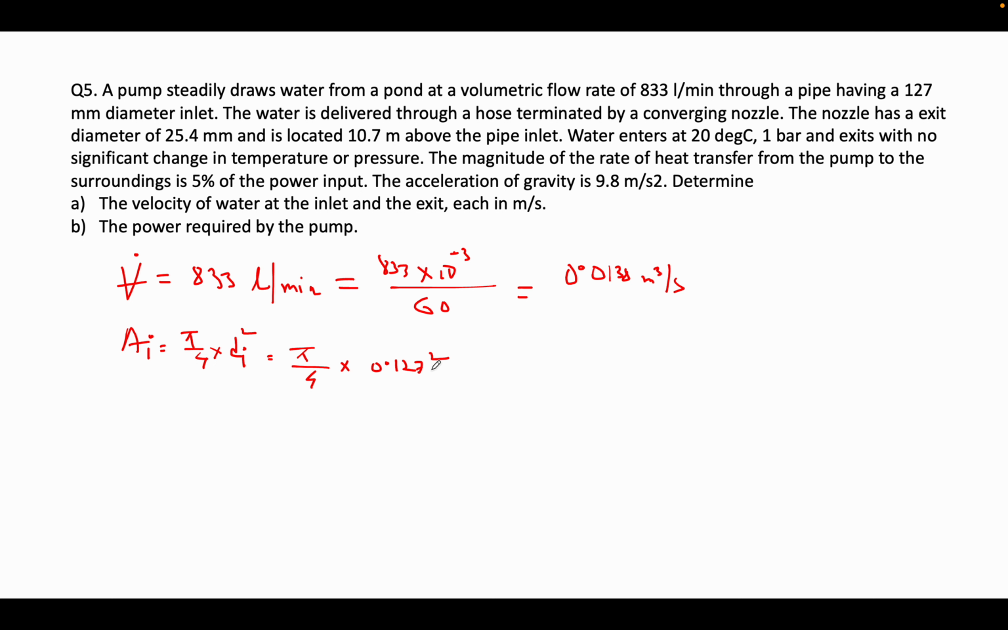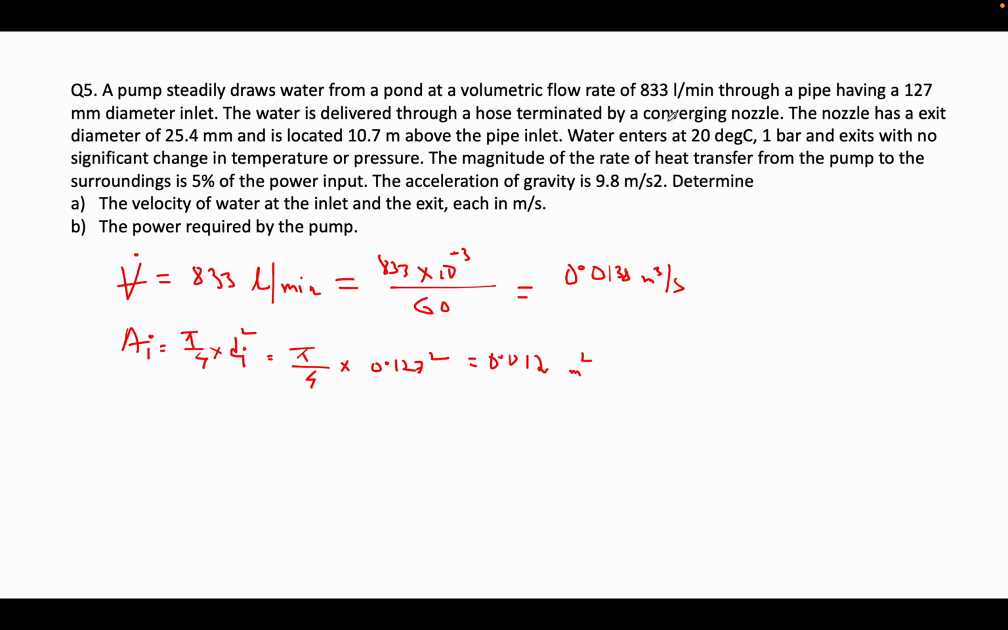0.14 into 0.127 divided by 4 is 0.012. Meter cube, sorry, meter square, 0.012 meter square.